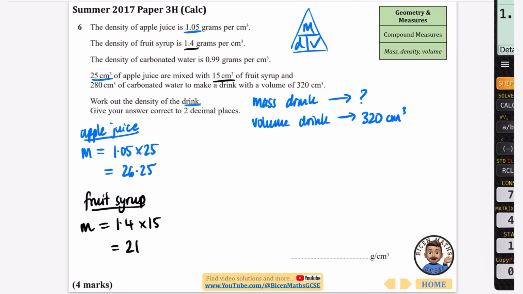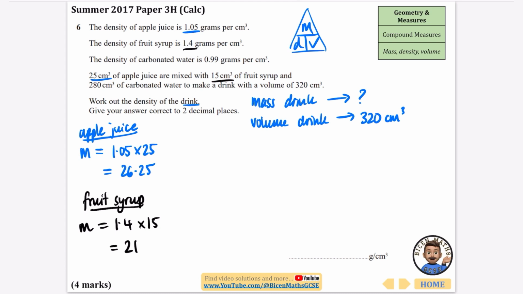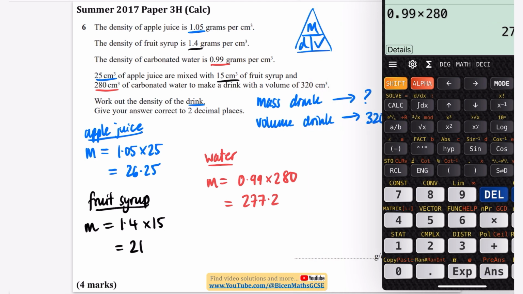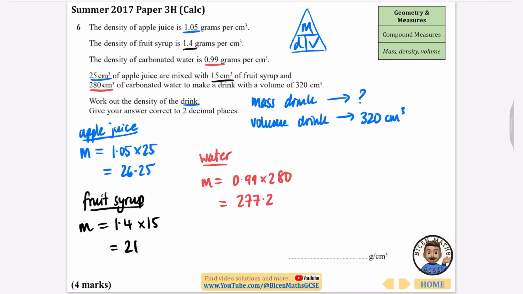And now I'm going to do my last part, which is going to be the carbonated water. The carbonated water is 0.99 and 280. So the mass is going to be 0.99, and we're going to multiply that by 280 to find out what the mass is. So 0.99 times 280 is 277.2.